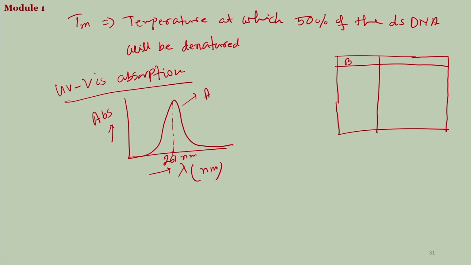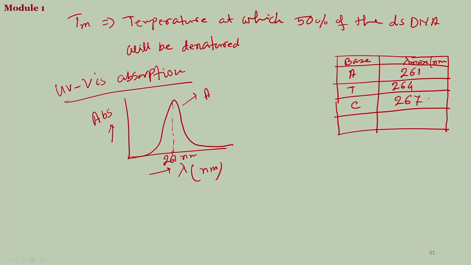So this is the base, the nucleobase, and this is your lambda max, where you have the maximum absorption in terms of nanometer. If you have adenine, it absorbs maximum at 261 nanometer. If you have thymine, that has a maximum of 264 nanometer. If you have cytosine, it's around 267 nanometer, and guanine has 276 nanometer.